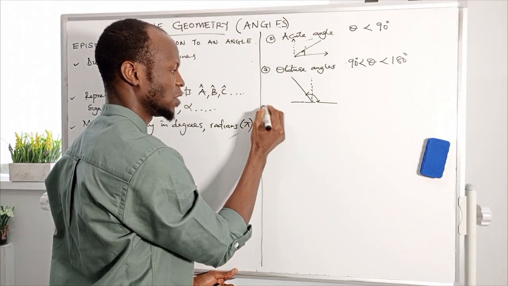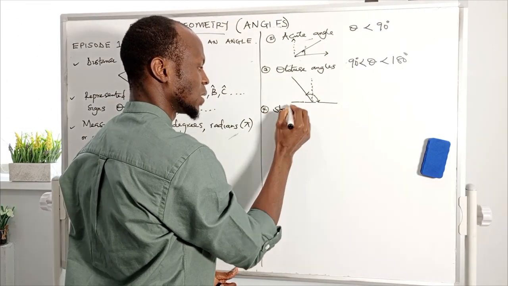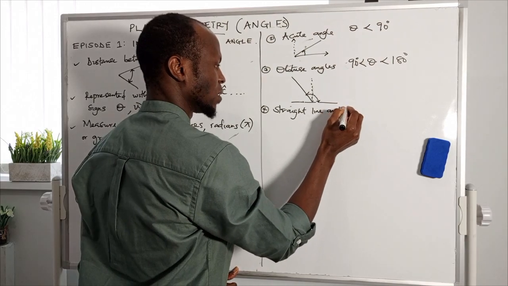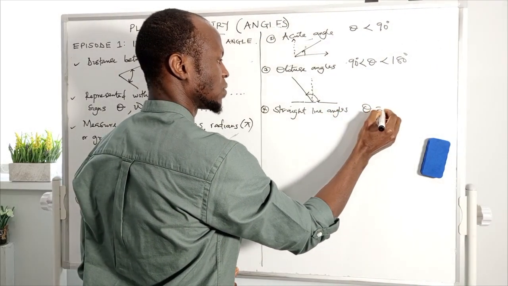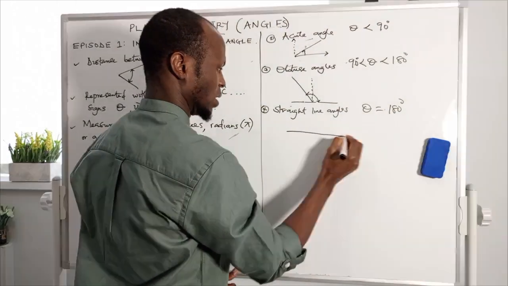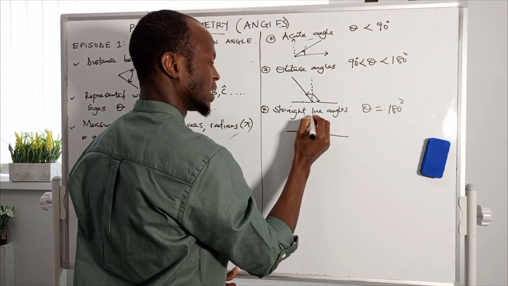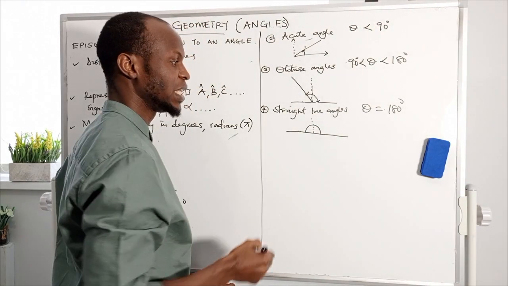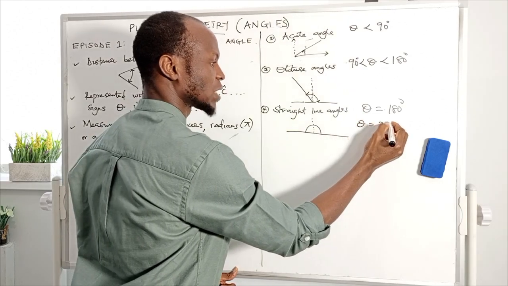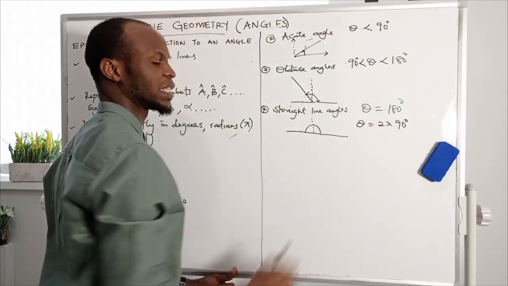Number 4 is what we call straight line angle. Straight line angles are angles that are equals to 180 degree. Straight angles are equals to 180 degree. And at the same time, they are known as 2 times right angle.